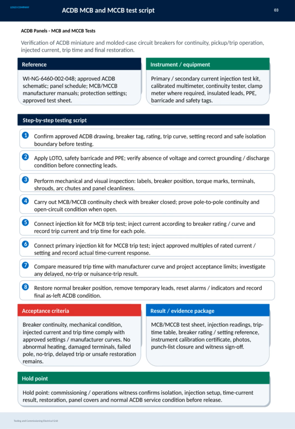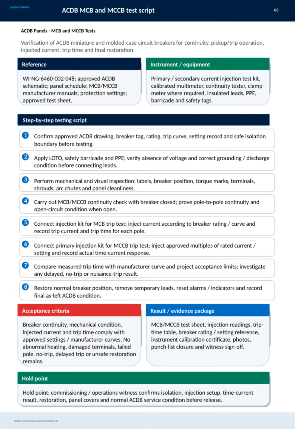Now let's go through the testing and commissioning process for ACDB panels, focusing on MCB and MCCB tests. These tests ensure that the miniature and molded case circuit breakers function reliably by checking continuity, pickup and trip operation, injected current, trip time, and restoration. First, we rely on key references such as the approved ACDB schematic, panel schedules, manufacturer manuals, protection settings, and test sheets. The necessary instruments include primary and secondary current injection kits, calibrated multimeters, continuity testers, clamp meters, insulated leads, and essential safety equipment like PPE, barricades, and safety tags.